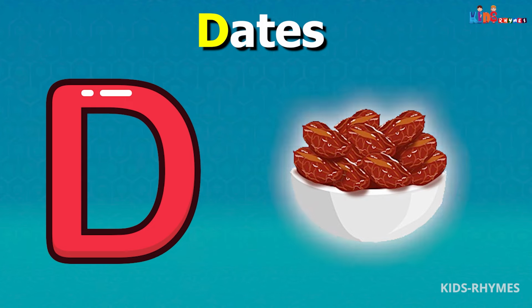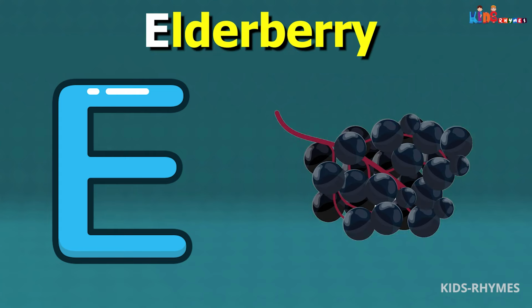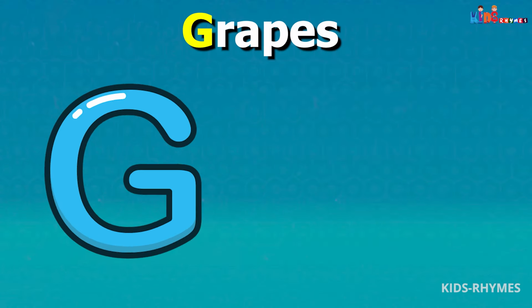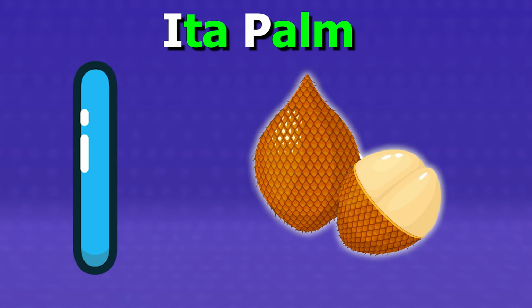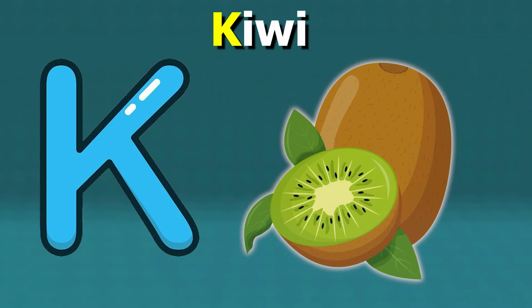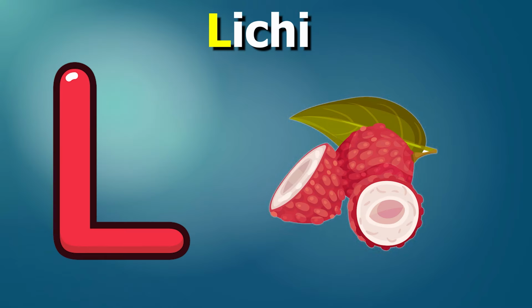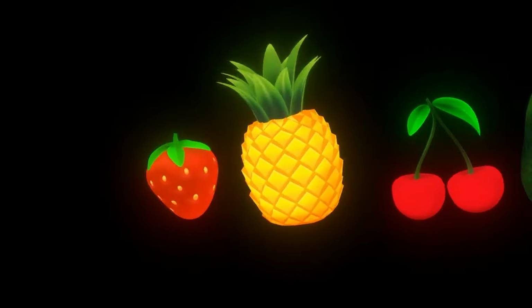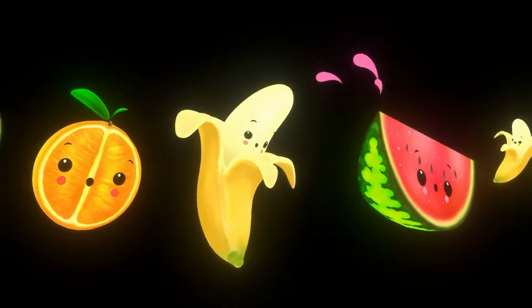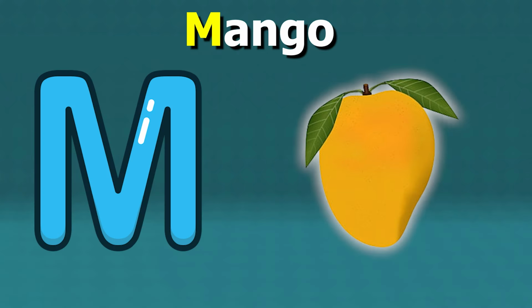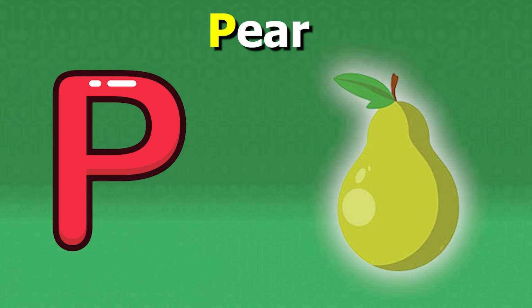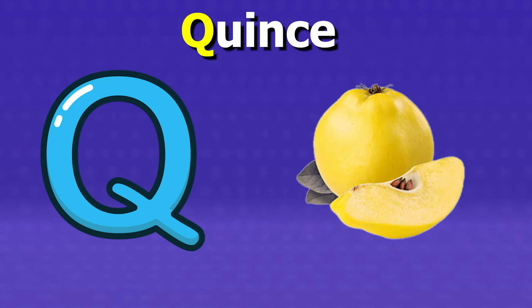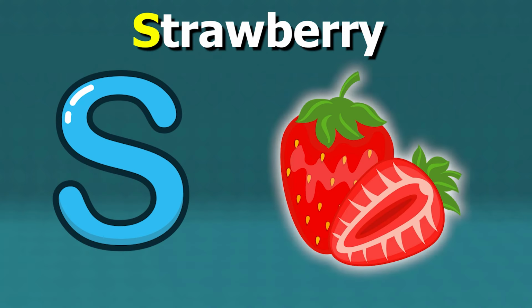Cherries, D for dates, E for elderberries, F for figs, G for grapes, H for honeydew, I for apple, J for jackfruit, K for kiwis, L for lychees. O for oranges, P for pears, Q for quince, R for roseberries, S for strawberries.